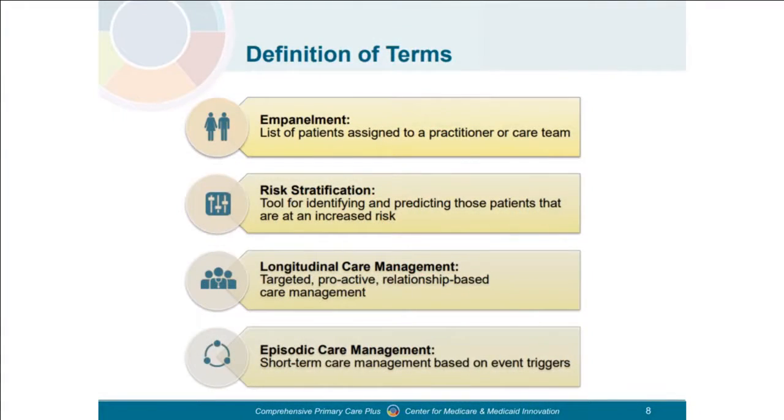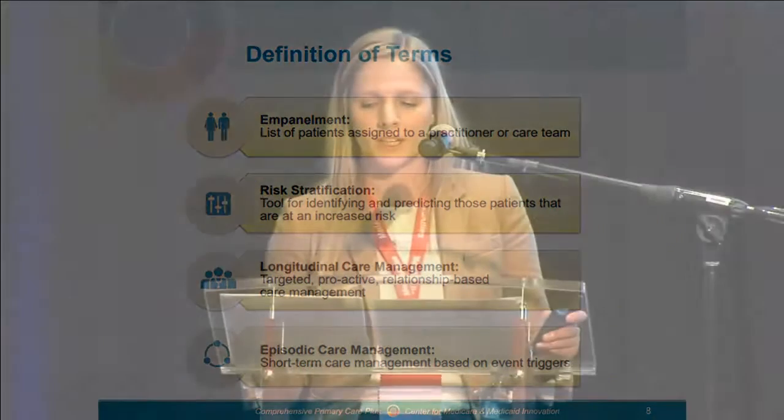Okay, so just moving on to some basic definitions of terms here. We're all familiar, but empanelment is that list of patients assigned to the practitioner or care team, while risk stratification is that tool for identifying and predicting those patients that are at increased risk. Longitudinal care management is that targeted, proactive, relationship-based care management for those patients at high risk, while episodic care management is that short-term care management based on event triggers. And we'll dig into some event triggers here shortly.